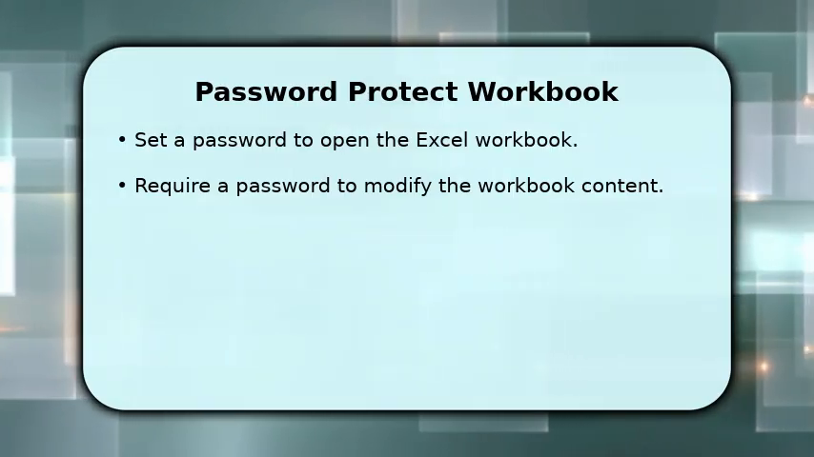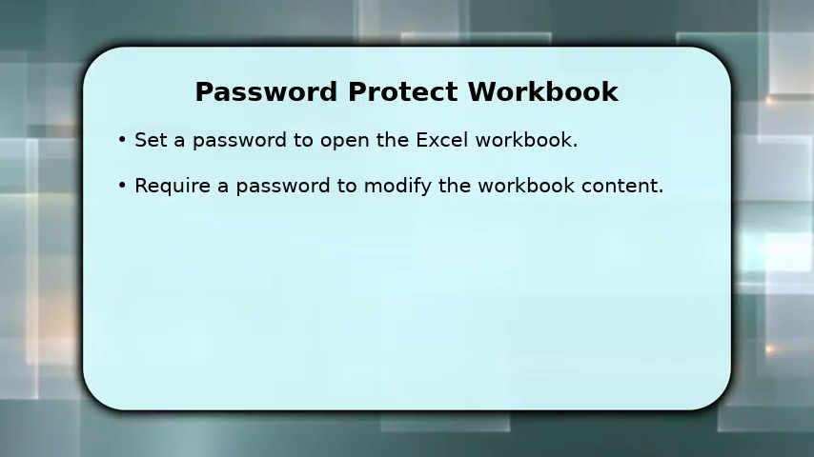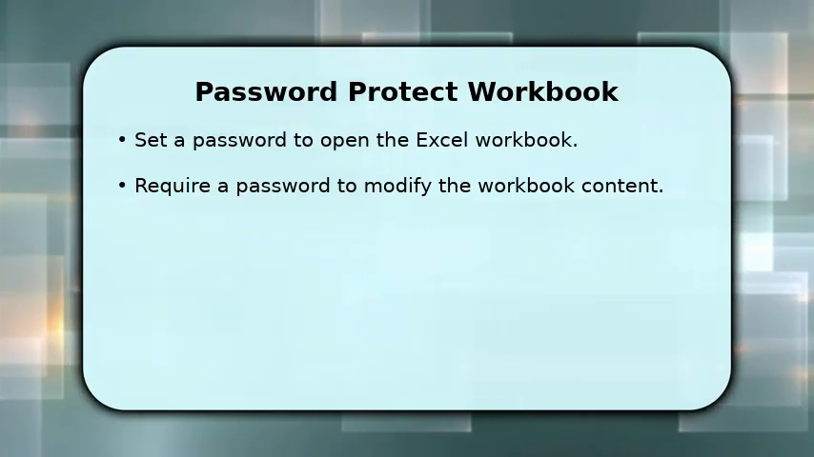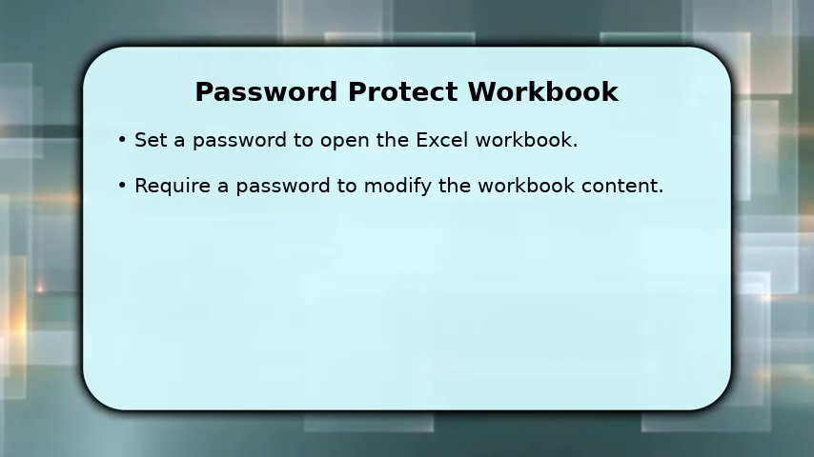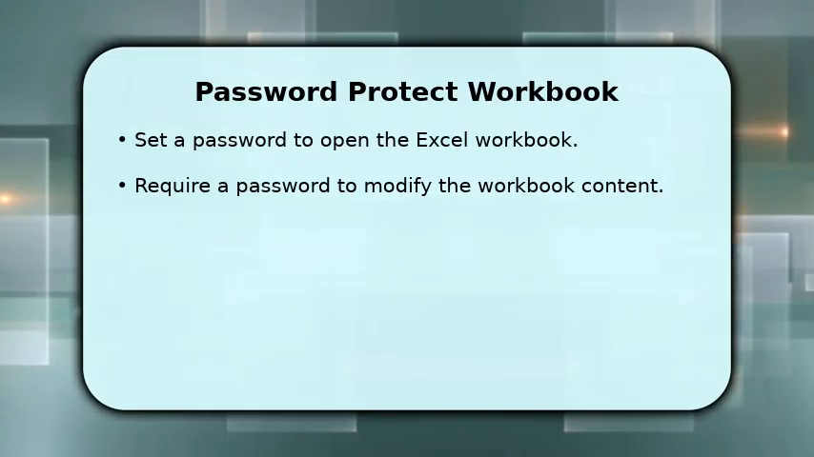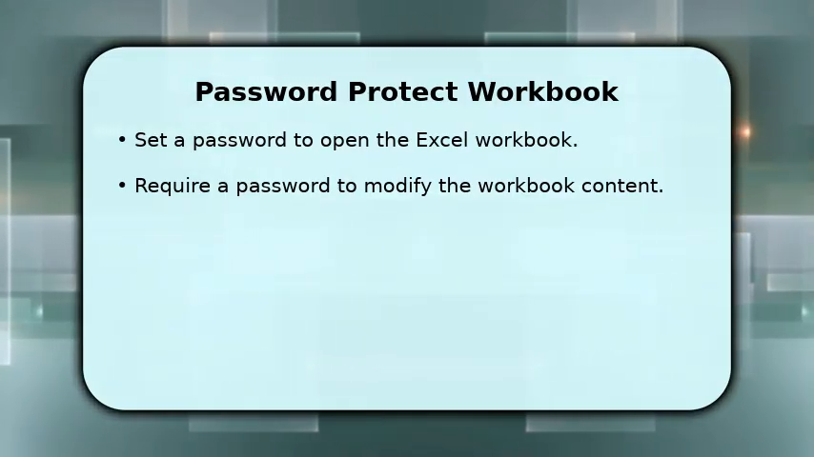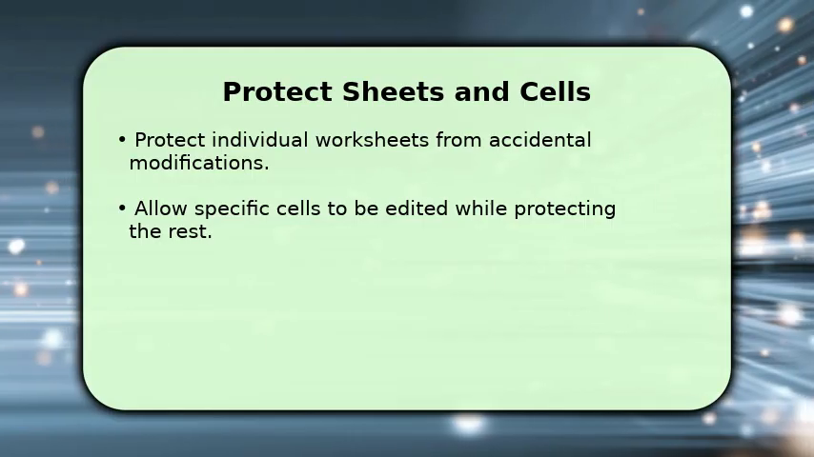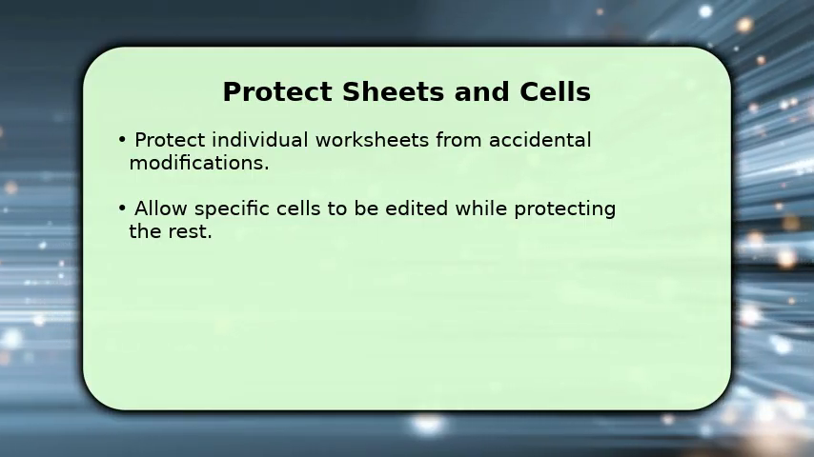Alternatively, when saving, choose Tools then General Options in the Save as dialog. Here, you can set a password to modify, allowing others to open but not change the file without the correct password. You can also protect specific sheets or even individual cells.